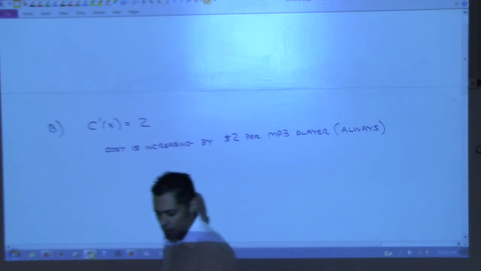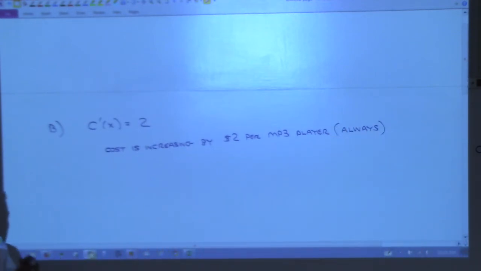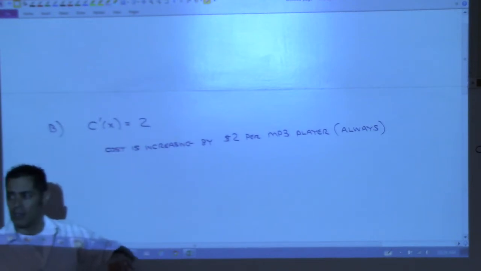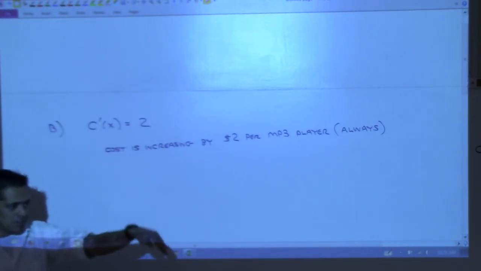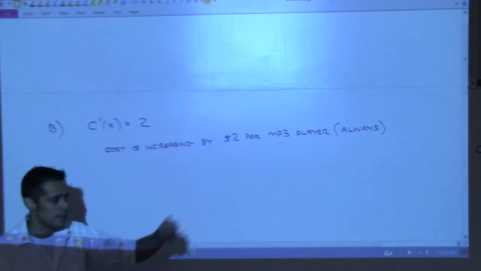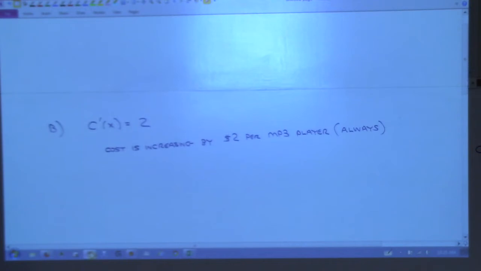I put that in there at the end. That means that no matter what, as we start selling or producing more of these, our cost just keeps going up by 2 each time. It's not like the last problem where it was changing as time went on, the cost of producing the next one. That okay for part B?